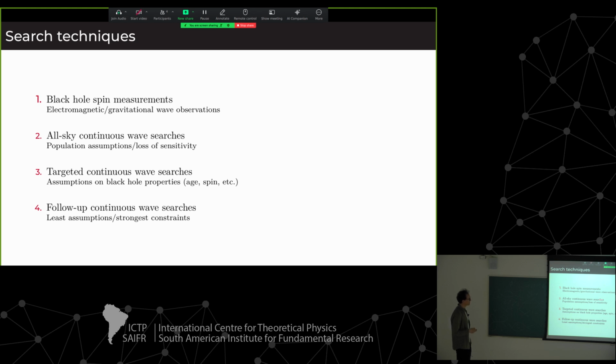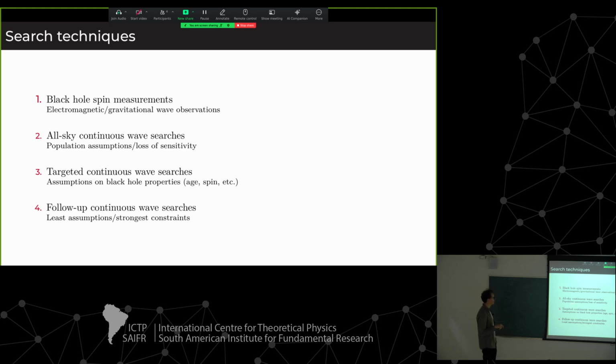So the first, perhaps obvious one is, let's make black hole spin measurements. As I said, if you can find some population of black holes with spuriously small spins, you might infer the existence of these clouds and therefore the particles. We are notoriously bad at measuring black hole spins, both with electromagnetic observations and also gravitational wave observations. And so spin measurements at the moment are just not at the accuracy level that you need to place confident constraints.